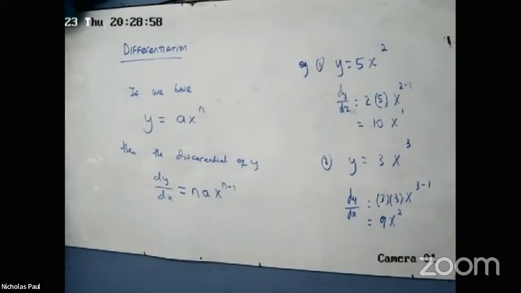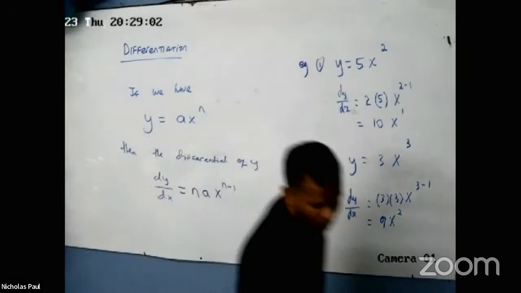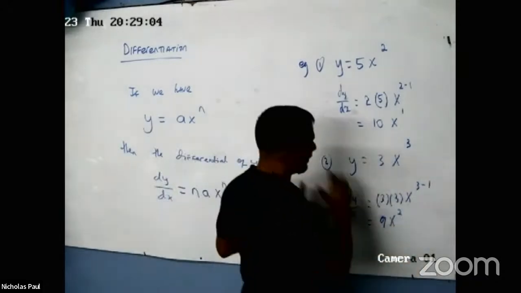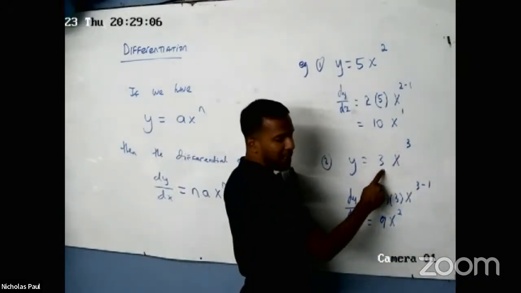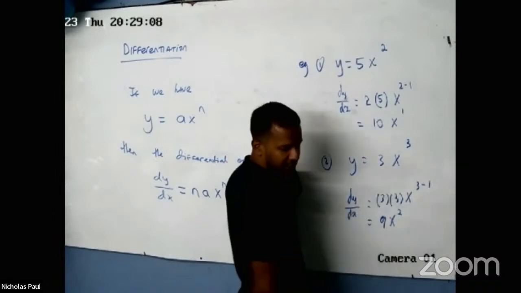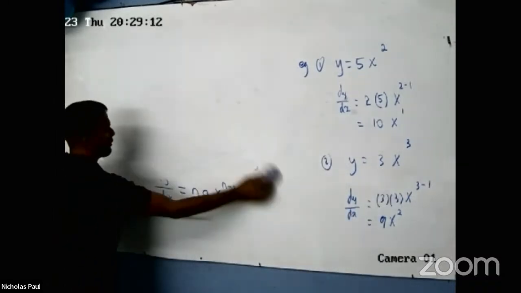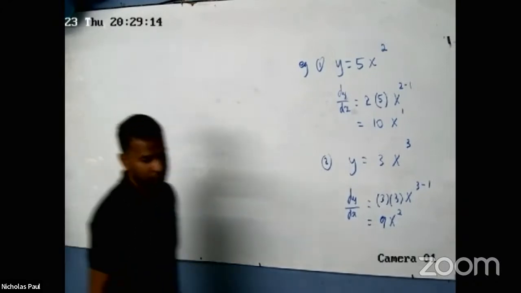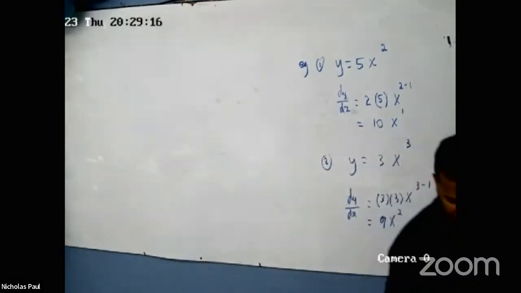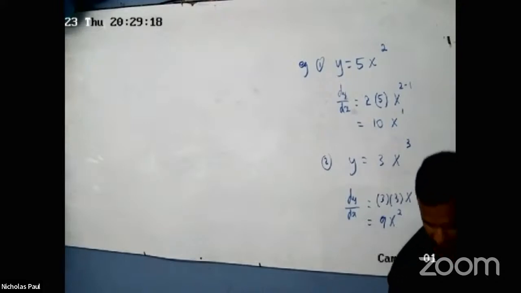That will differentiate, right? Right, Avani, so to differentiate, bring down the power, write back the old value, and subtract 1 from the power. That's the way we differentiate.